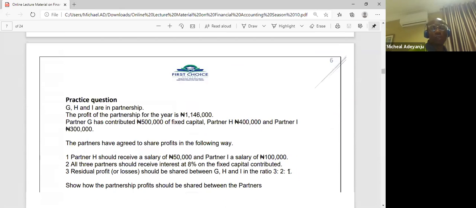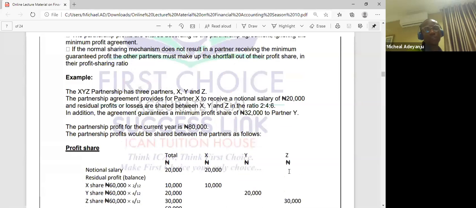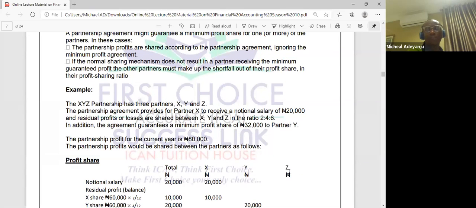Okay, let's look at an illustration to see if it will make more sense. The XYZ partnership has 3 partners, X, Y, and Z. The partnership agreement provides for partner X to receive a notional salary of 20,000, and residual profit or loss is shared between X, Y, and Z in the ratio of 2, 4, and 6. In addition, the agreement guarantees a minimum profit of 32,000 to partner Y. The partnership profit for the current year is 80,000 naira. Then how will they share this profit?